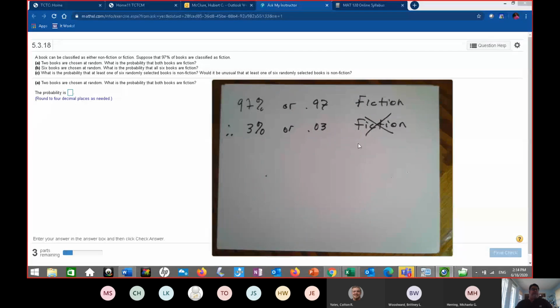Now what they're going to ask: 2 books are chosen at random. What is the probability that both books are fiction? Was 5.3 the multiplicative law, right? Yes, sir. Okay. So 97 out of 100 twice, or you could say 0.97 to the second power.